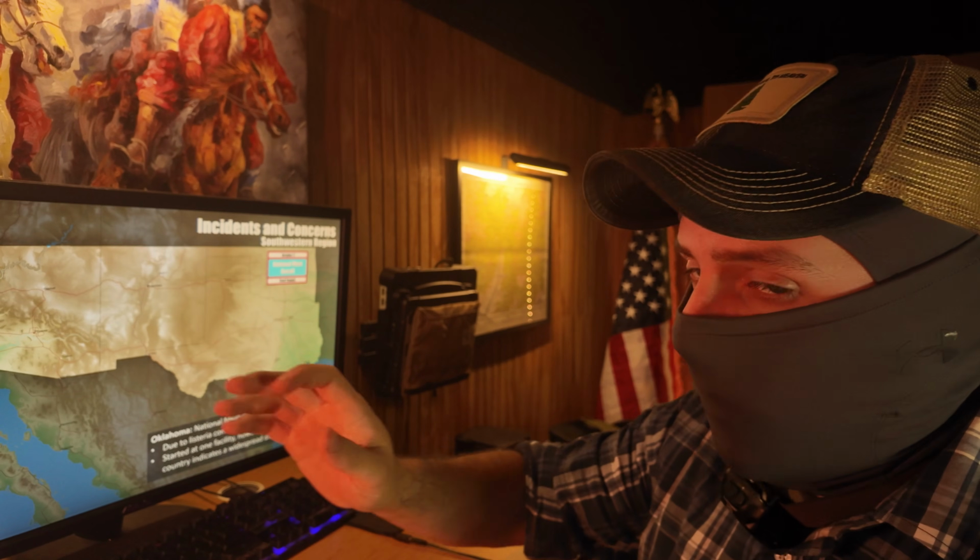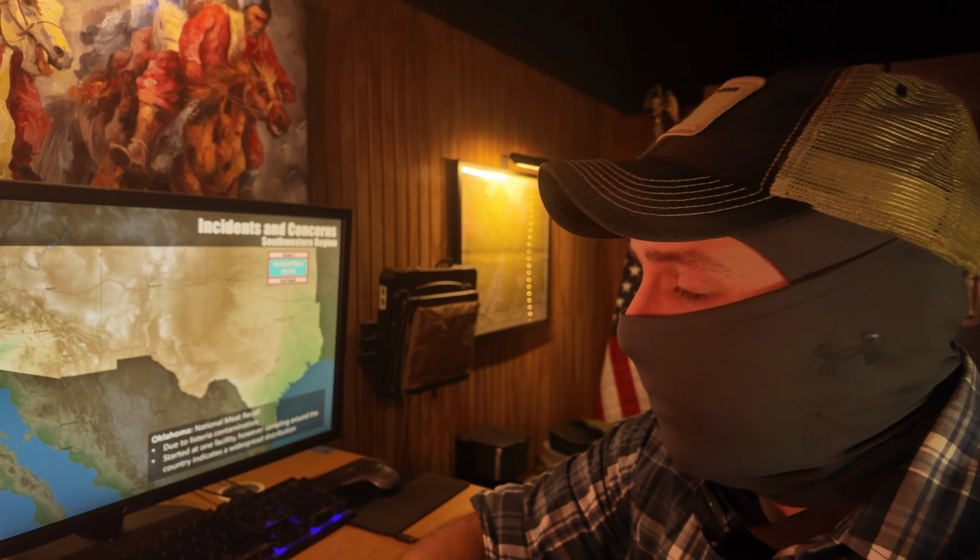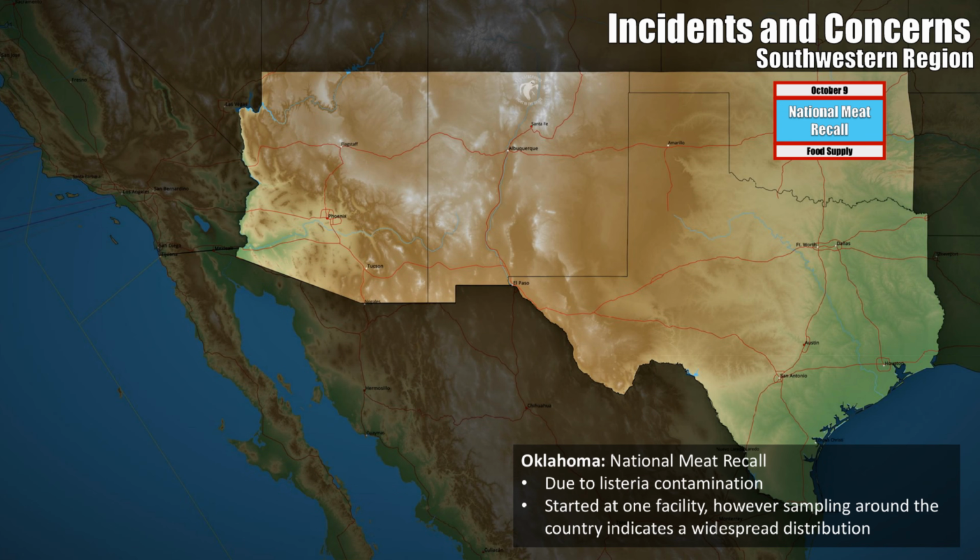So switching out to the southwestern region, we'll switch gears quite significantly and briefly mention the nationwide meat recall. This actually started back on October 9th. I can't remember if I mentioned it then or now, but it's actually steadily increased.